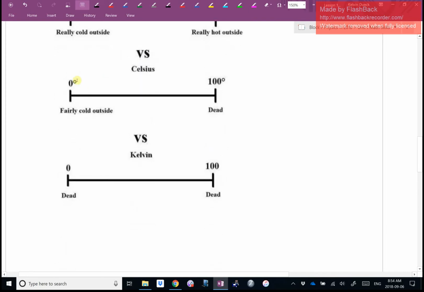And if you're in degrees Kelvin, 0 degrees Kelvin, you're dead. 100 degrees Kelvin, you're still dead. 0 degrees Kelvin is also called absolute zero. That's when molecules and atoms don't stop moving, but that's when molecules stop vibrating and there's no longer any heat energy. It's about minus 272 degrees Celsius. So 100 degrees Kelvin would be about minus 172 degrees Celsius. You're not doing very well. So there's your temperature comparison.